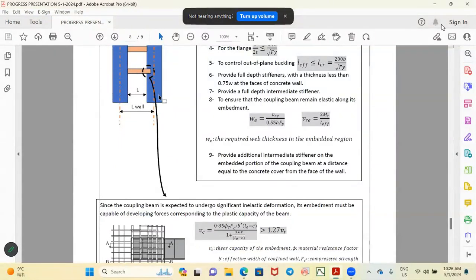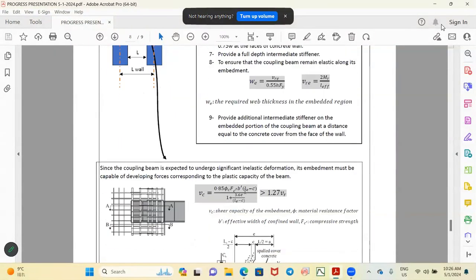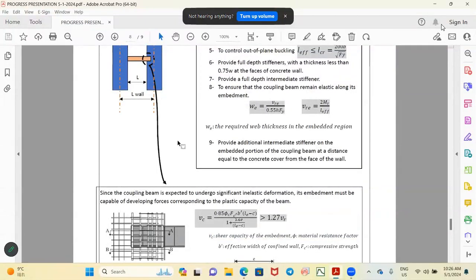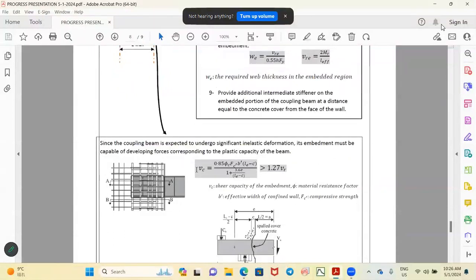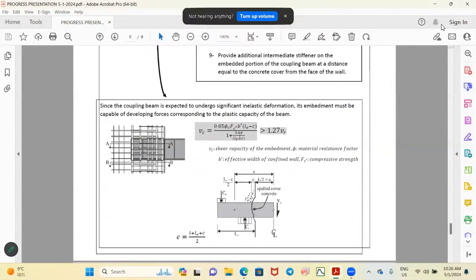Also for the embedment length, to calculate the required embedment length of the steel beam inside the RC wall, he proposed this formula based on the shear capacity of the embedment and the material resistance factor, also the eccentricity factor, which depends on the shear and the distance from the applied shear to the center of the wall, as we can see in this graph, E equals the length plus the effective length plus C, which is the cover, over 2.